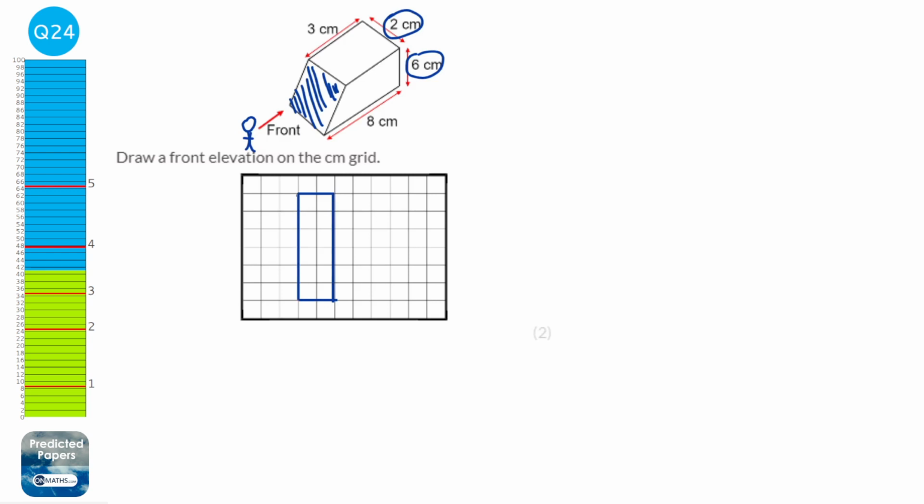There we go. And make sure that you don't add any 3-dimensional aspects to it, that you don't do something like this, have some 3D stuff on it. No. Whenever you do a front elevation, it's exactly perfectly 2-dimensional.